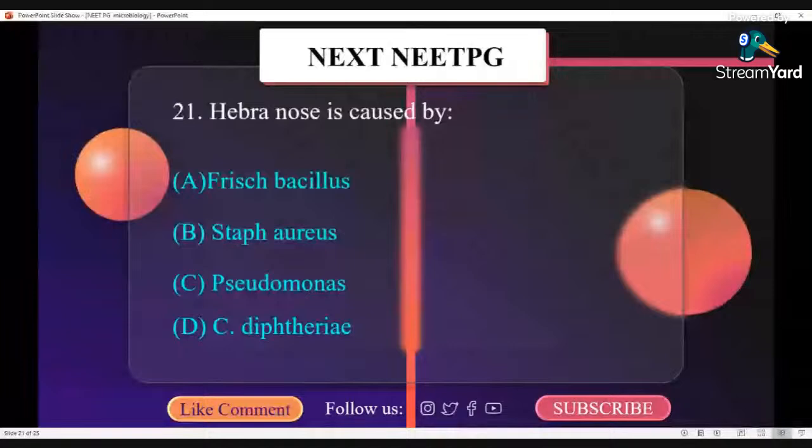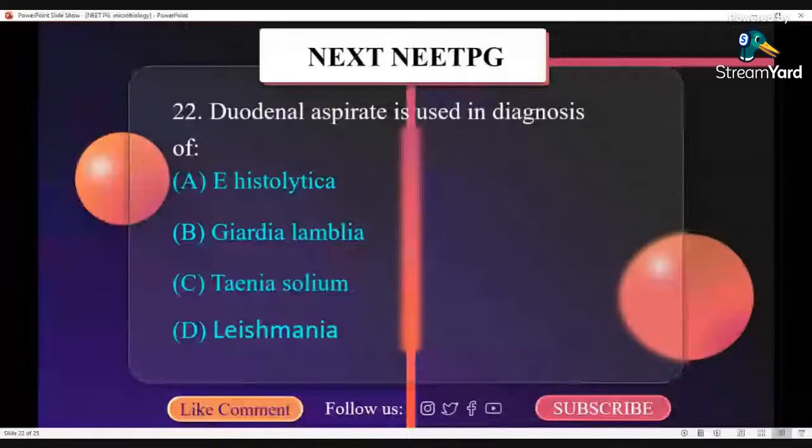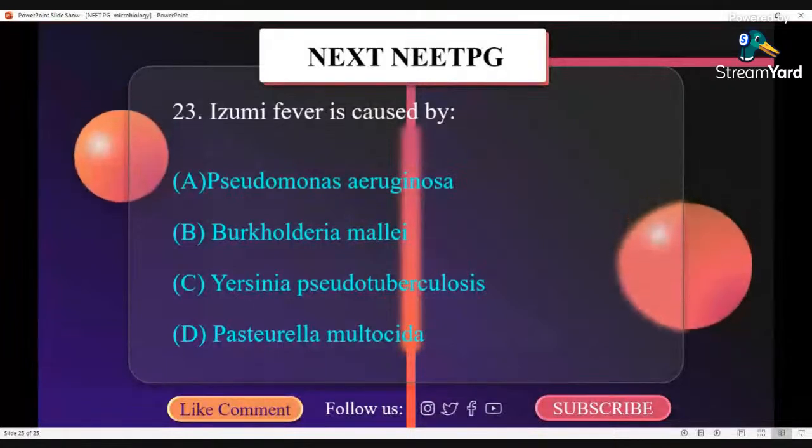Duodenal aspirate is used in the diagnosis of Giardia lamblia. Izumi fever is caused by Yersinia pseudotuberculosis. Unsegmented eggs are seen in which parasite? Trichuris trichiura. Brazilian purpuric fever is caused by Haemophilus aegyptius.